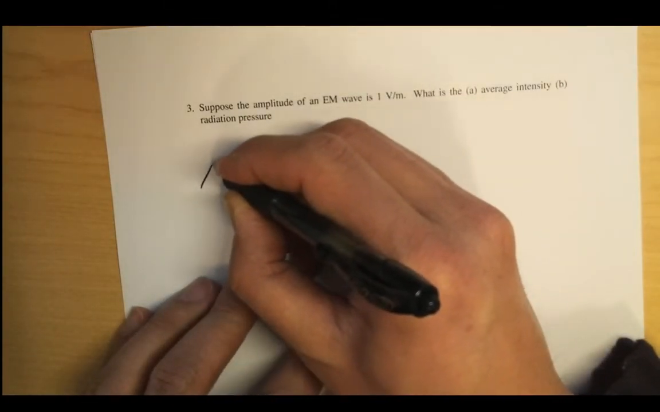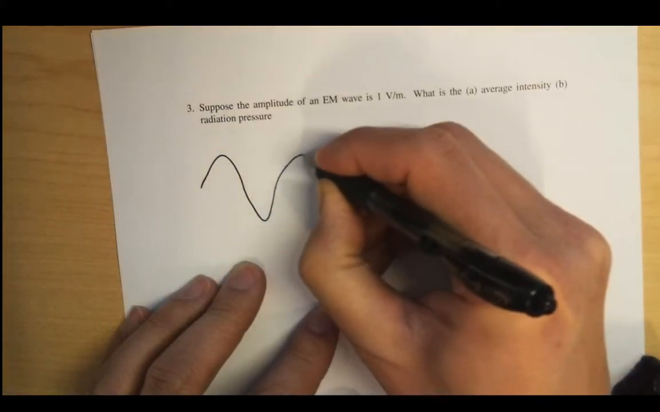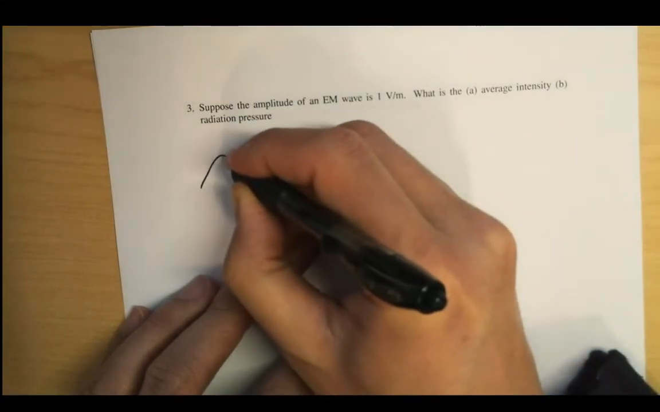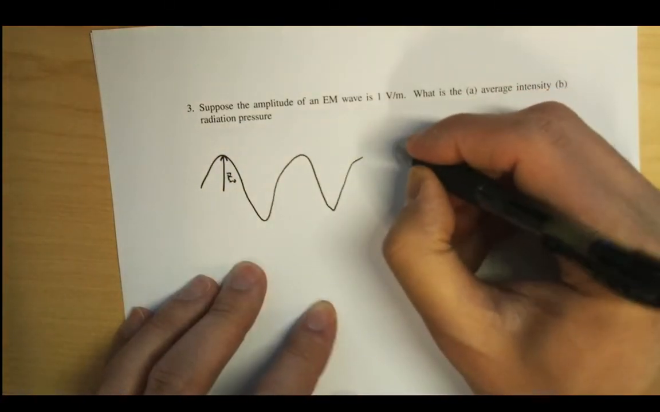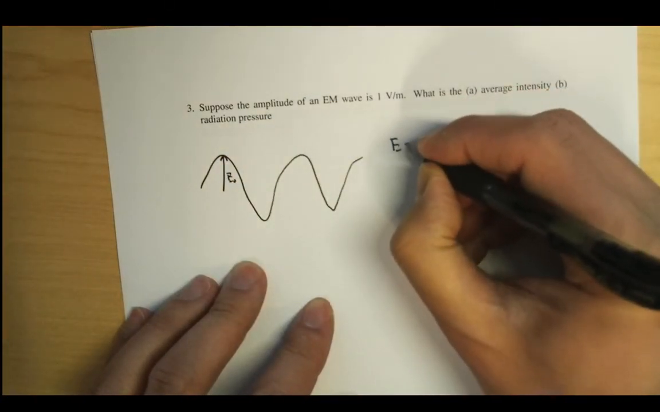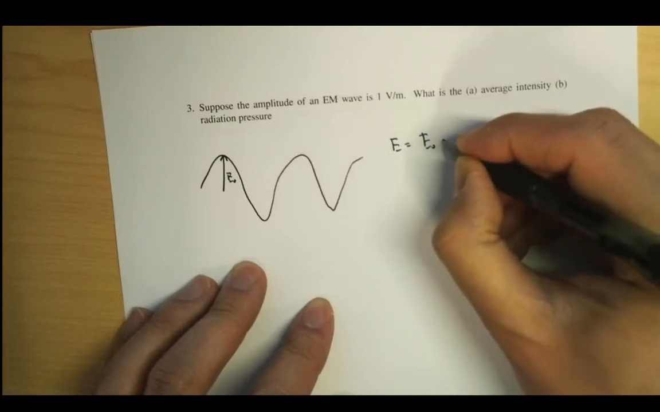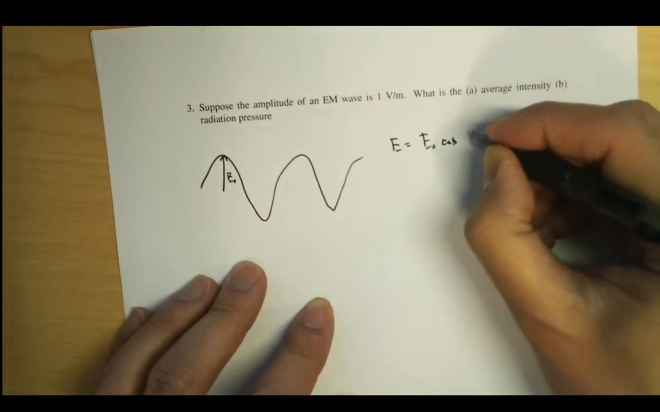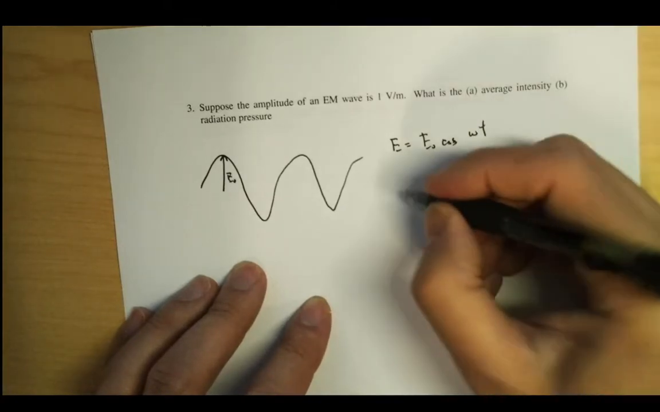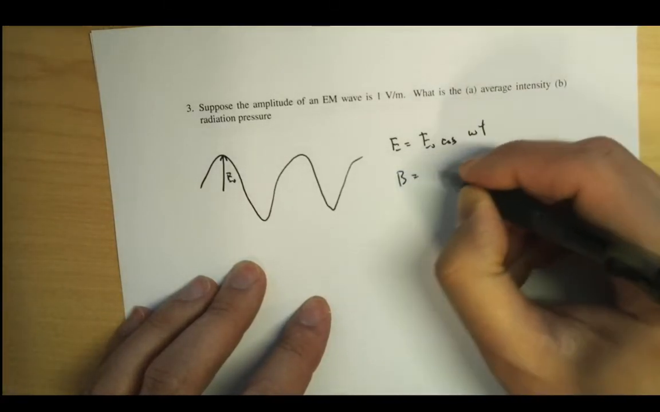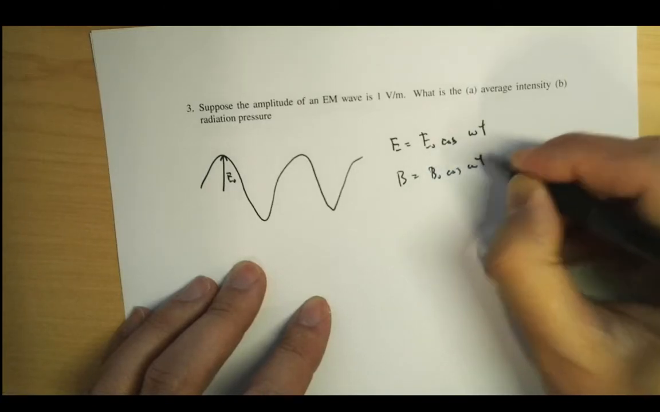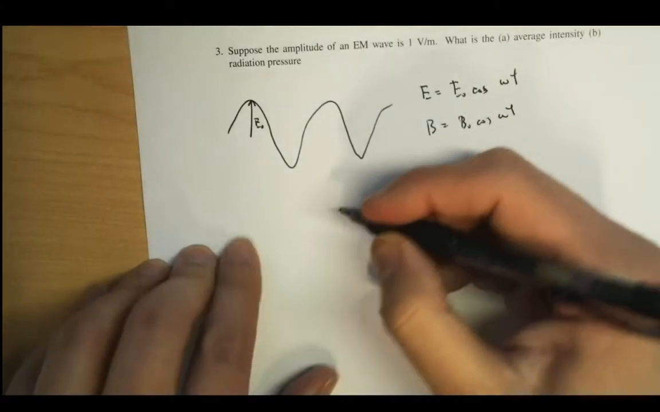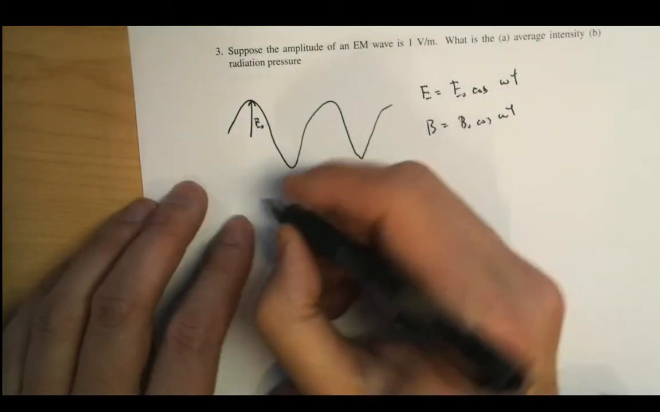So you have an EM wave like that, right? And this is the amplitude right here. This is E0, okay? So basically the EM wave has electric field E0 cosine omega t, whatever that is going to be. And it has a B field, which is B0 cosine omega t. Okay, all right, so let's go ahead and figure out what this needs to look like.